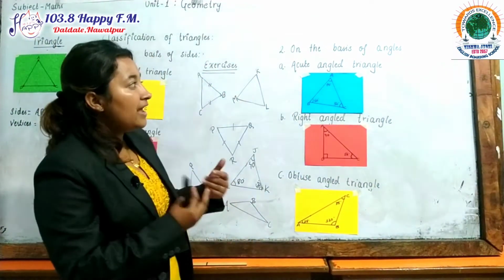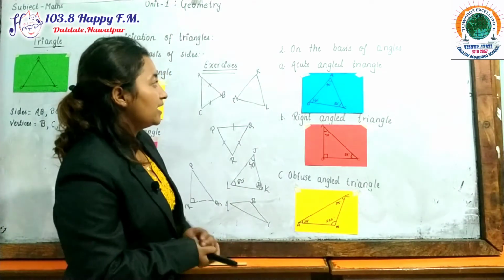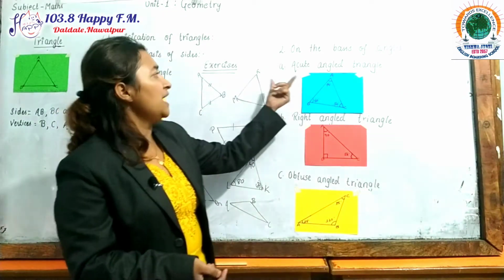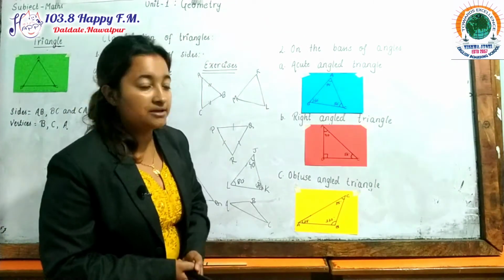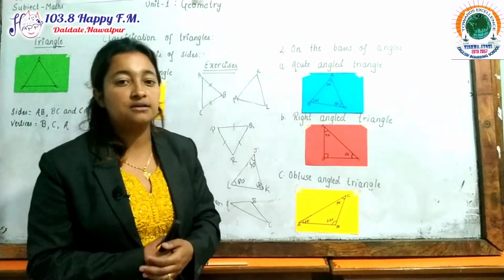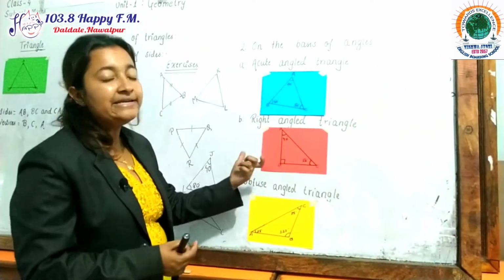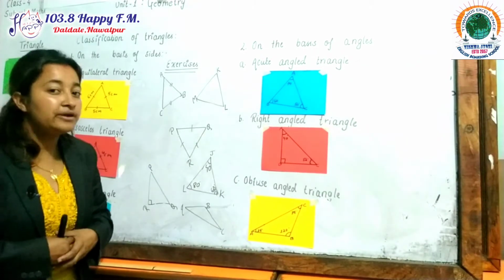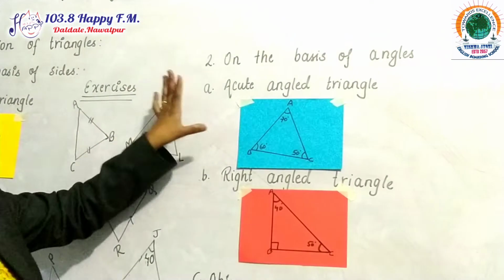On the basis of angles, we can classify triangles again into three categories. They are, as I have mentioned here, acute angle triangle, right angle triangle, and obtuse angle triangle. I think you already know about acute angle, right angle, and obtuse angle, as I have already discussed it in the previous video on the topic of angles.